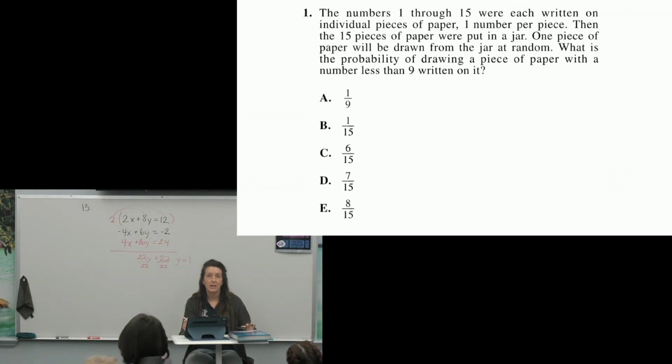Okay. How about this one? The numbers 1 through 15 were each written on individual pieces of paper, one number per piece. When the 15 pieces of paper were put in a jar, one piece of paper will be drawn from the jar at random. What is the probability of drawing a piece of paper with a number less than 9 written on it?